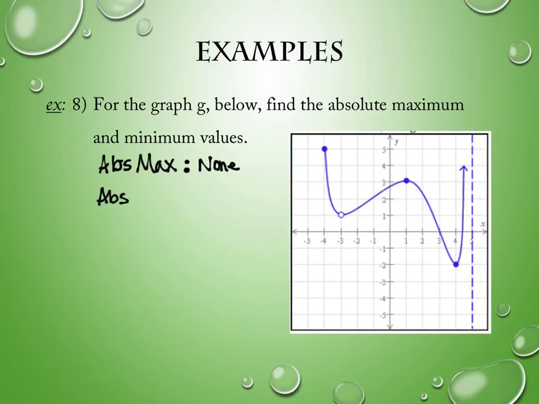Some kind of language like that is what you would say here. But there is an absolute minimum. Where is that absolute minimum happening? Yeah, down here at 4, -2.